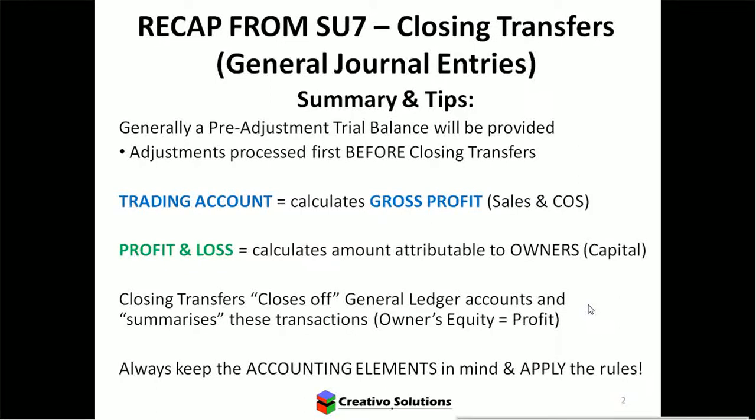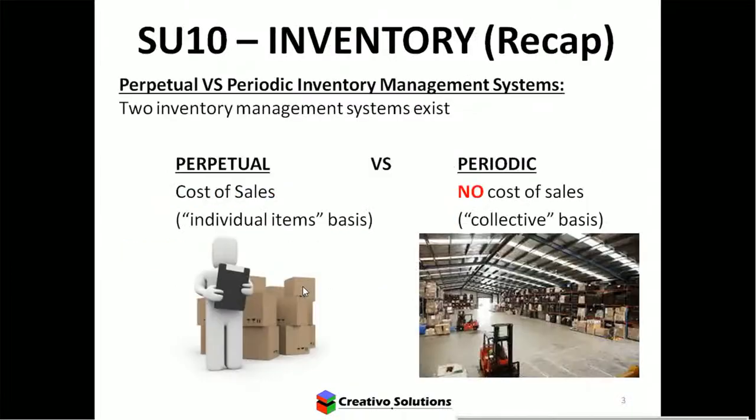To start off, we've looked at the trading account now. We just covered it not too long ago. Trading account is what? Gross profit, because remember, businesses buy and sell goods. Do you agree? Profit and loss is what? Our net profit, what we're going to have at the end of our other expenses and other income, the net amount. Closing transfers is looking at closing off. That's what you did earlier, which is calculating cost of sales and closing off the account to get what you have at the end of the year. Always keep it simple, keep the elements in mind.